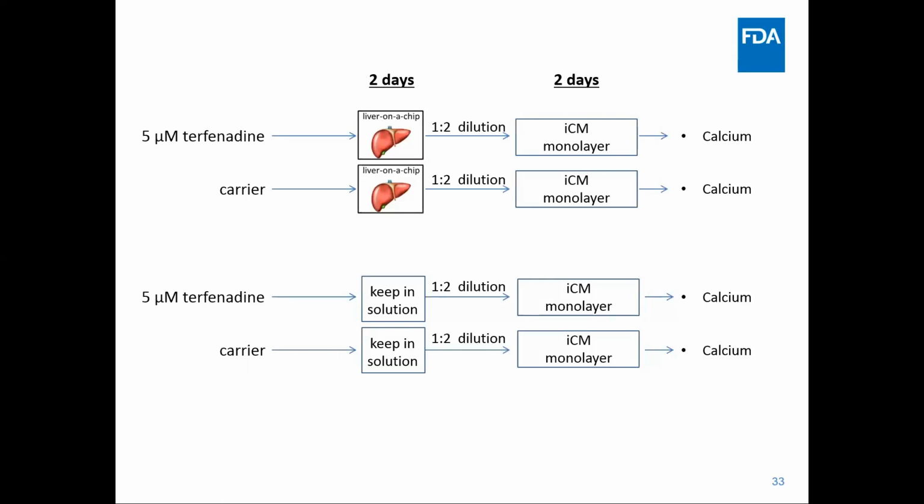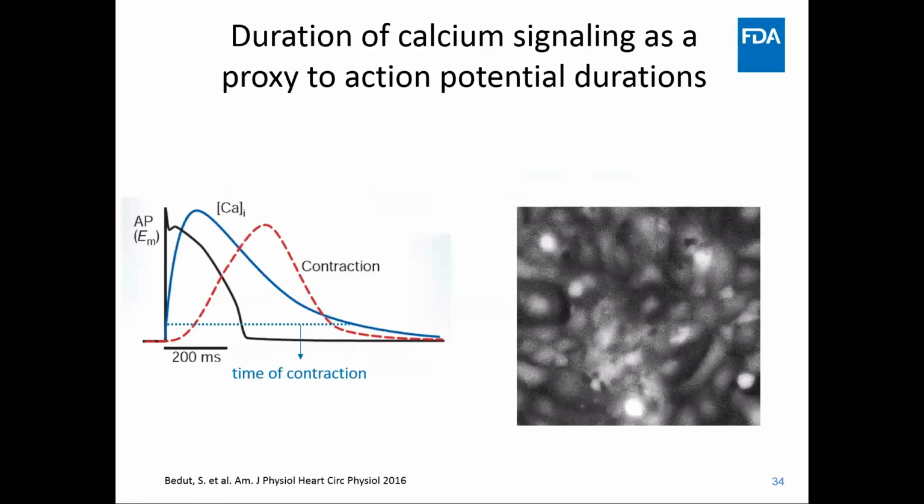So the preliminary experiment we did was to incubate 5 micromolar terfenadine in the liver chip for 2 days. And then we added this metabolized drug into the cardiomyocytes cultured as a monolayer, as I mentioned earlier, and we looked at calcium as an endpoint, calcium flow or calcium cycling. The specific phenotype that we looked at in terms of calcium cycling was the time of contraction. It's known that the duration of calcium cycling is a proxy for the duration of the action potential. This is what we looked at.